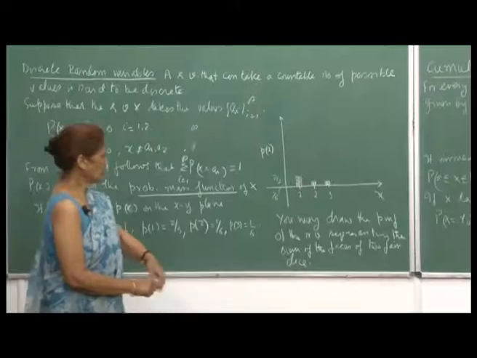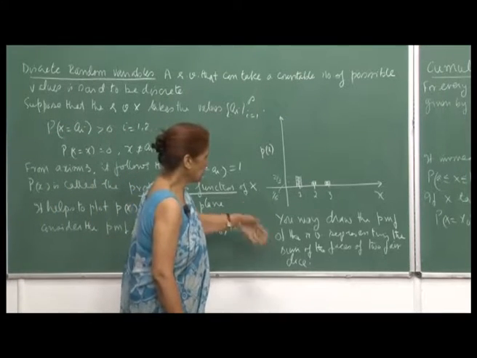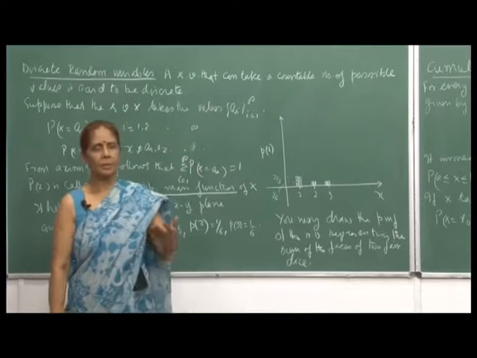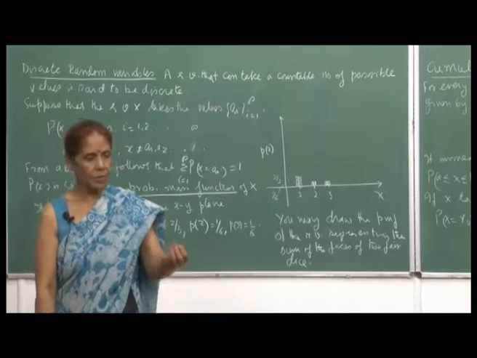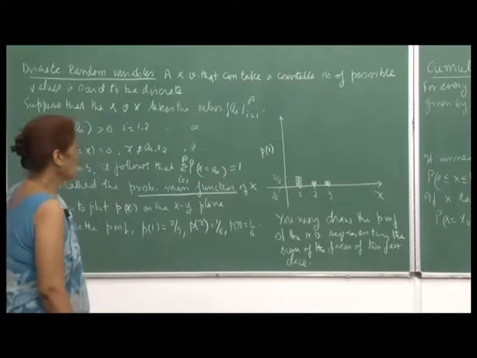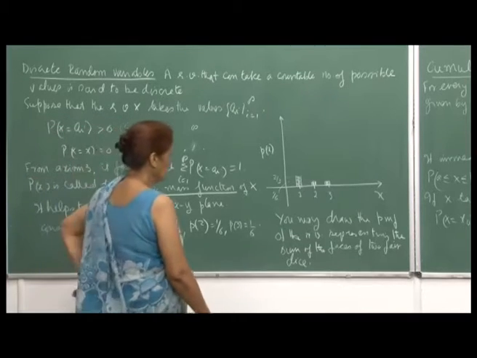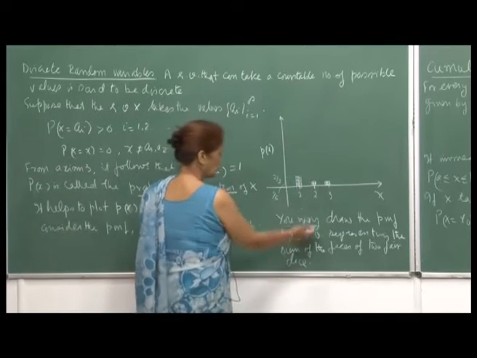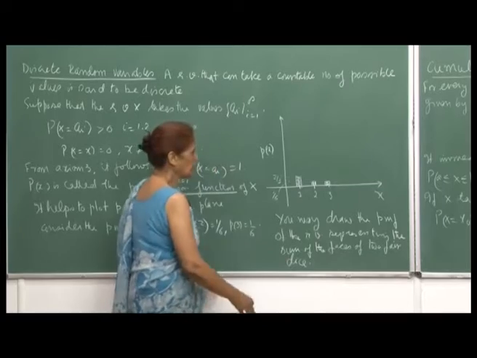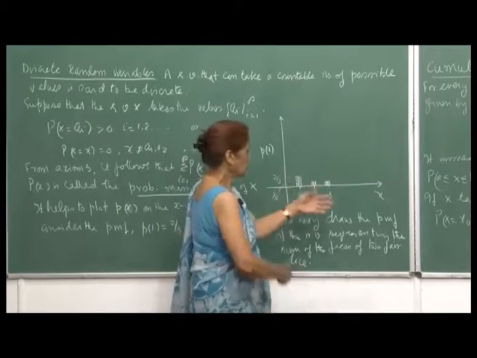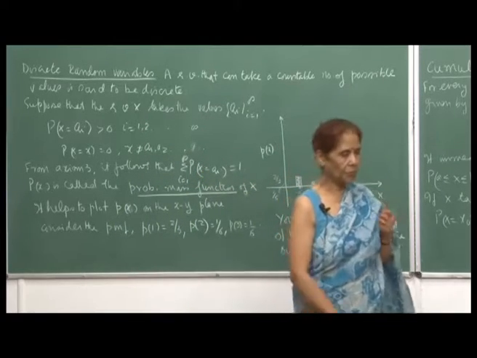I have also given you another random variable, which gives the sum of the numbers that show up when you throw 2 fair dice. You can try to draw the bar chart for that random variable. That will be a big one, because the values it takes are from 2 to 12.